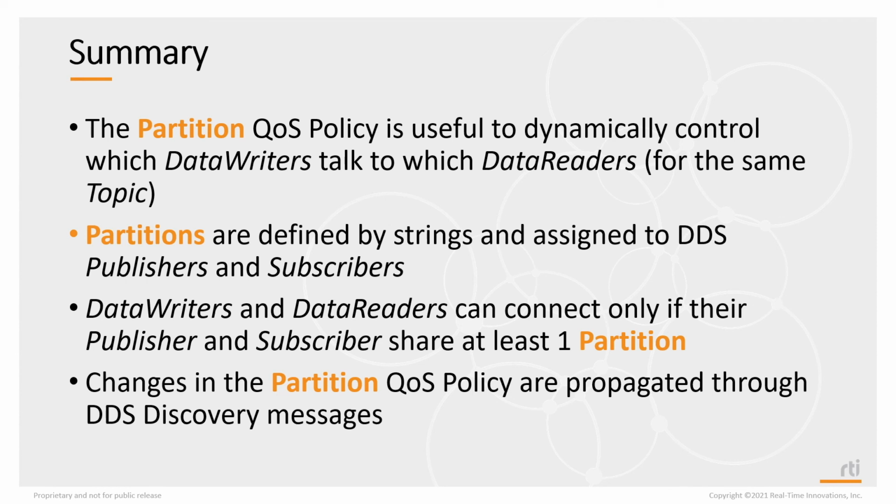And then changes in the partition QoS policy. You could change filters, you could change the concrete values that are used in the partition QoS policy. Those changes are propagated through DDS discovery. So when you do a set QoS to change a partition QoS value, that change will be sent to all the other applications on the network through a discovery message.